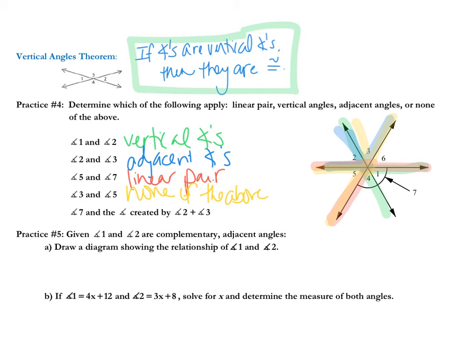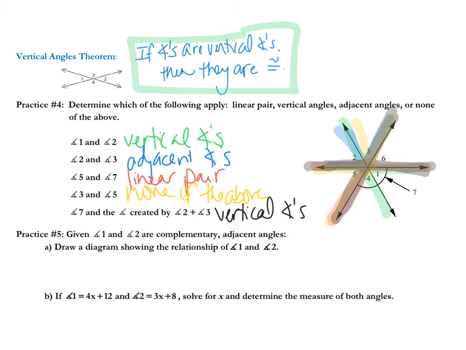And then lastly, angle 7. So here's angle 7 and the angle created when you put 2 and 3 together. These are vertical angles again. Notice how you can clearly see the X. I don't have any wicked X's going on.